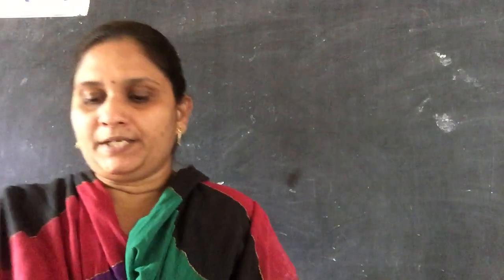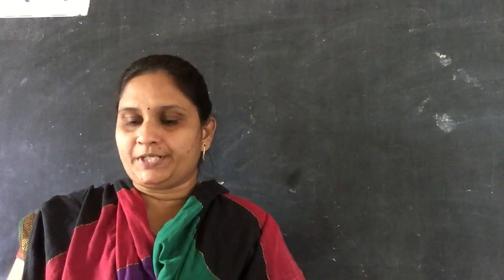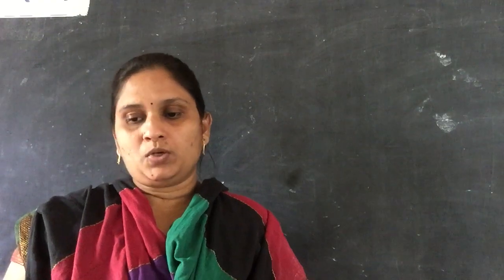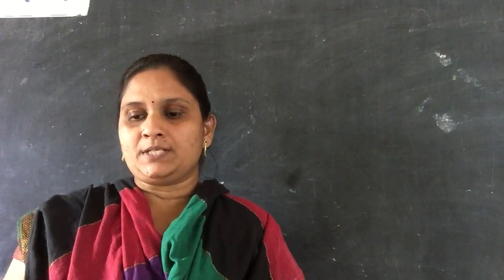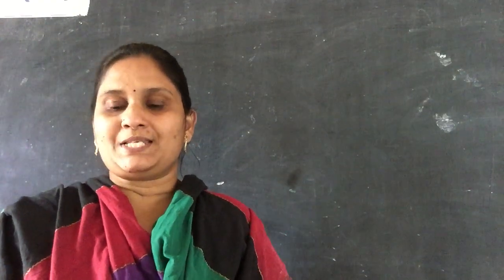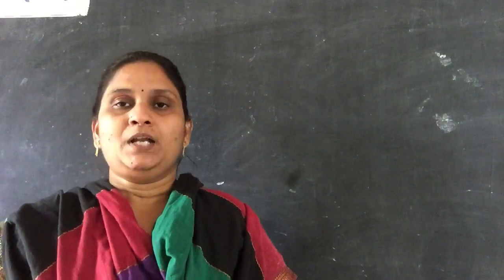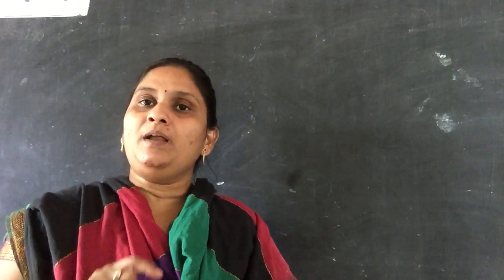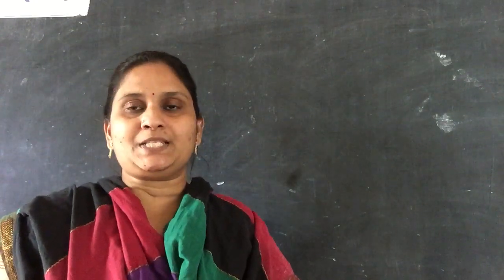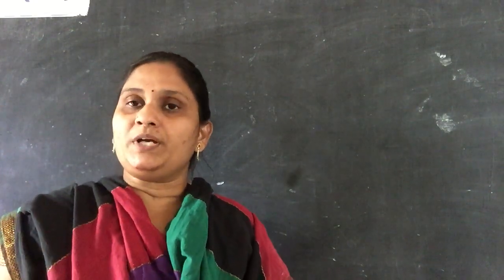Sharon had 34 2 by 3 kgs of sugar. She sold 27 1 by 2 kgs. Find how much sugar was left with her. The word here is "left". Left means we have to find the difference, what is left over.